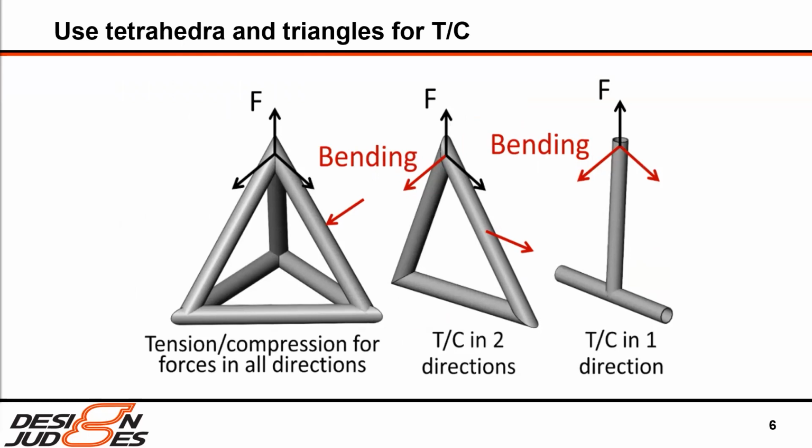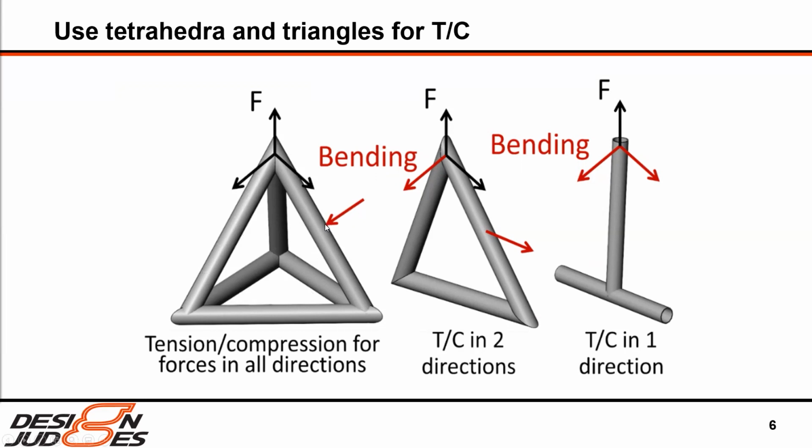Engineers have found a way to quickly and easily avoid bending, and that's to use tetrahedra and triangles. If you just walk around the world, you're going to see any bridge or structure or crane or shear walls in your house. They're always going to have these structures to avoid bending. And tetrahedra are great structures because if you apply a force in any direction at the nodes, you're going to be able to react that force with tension and compression.